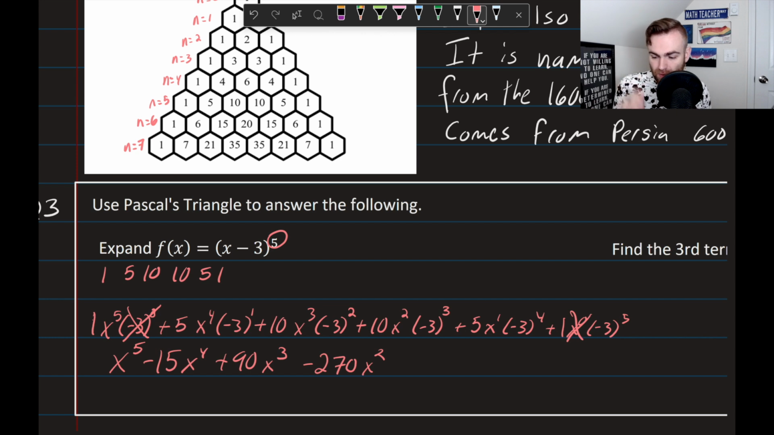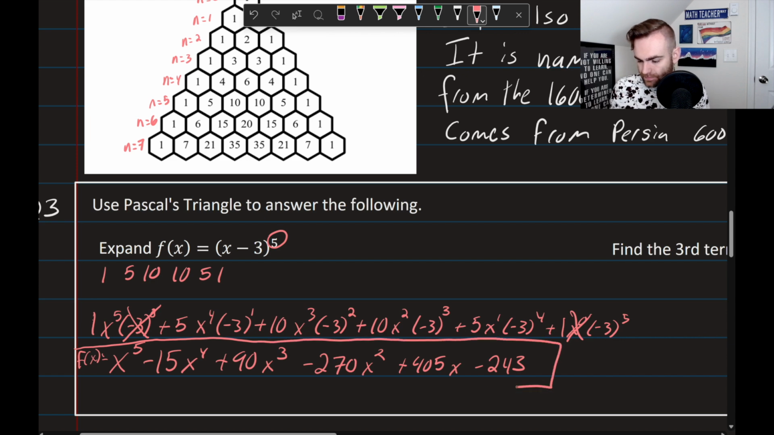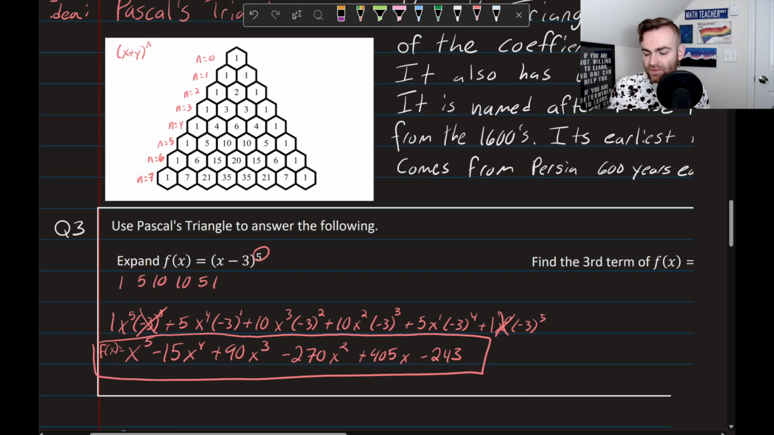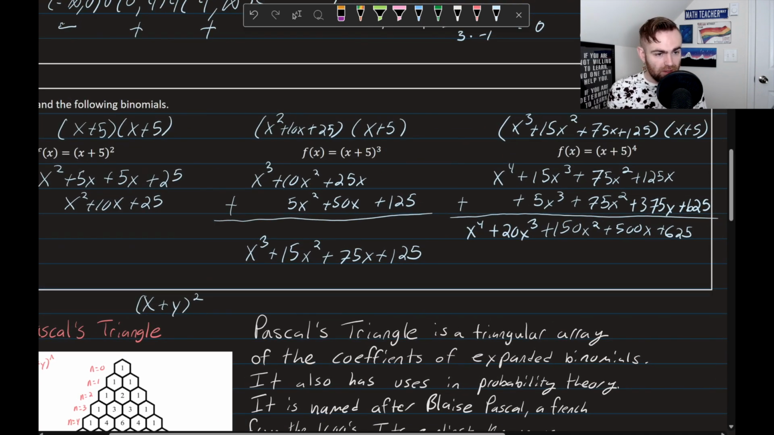It is 27 times 3, which is 81. 81 times 5, well, that's 405. Positive, because it's to the even power. And then negative 3 to the fifth is 81 times negative 3, which would be negative 243. So that is what f of x is equal to. So f of x is equal to that huge thing. But, as you can see, even though that was a little bit of work, not nearly as much work as we put in before, right?